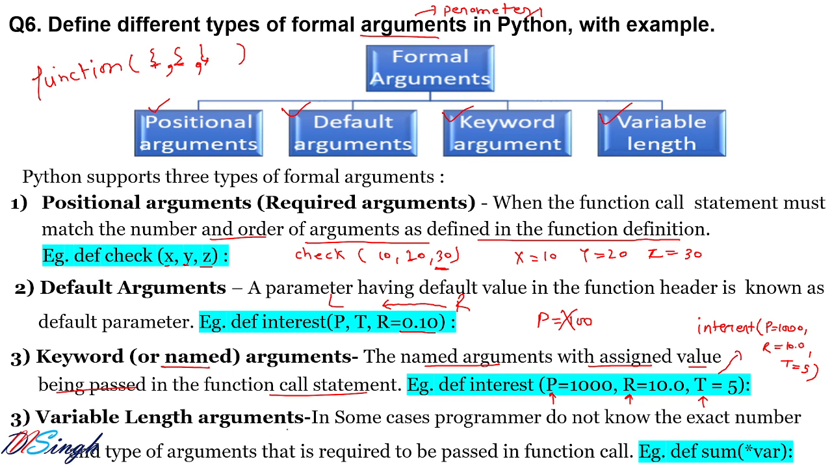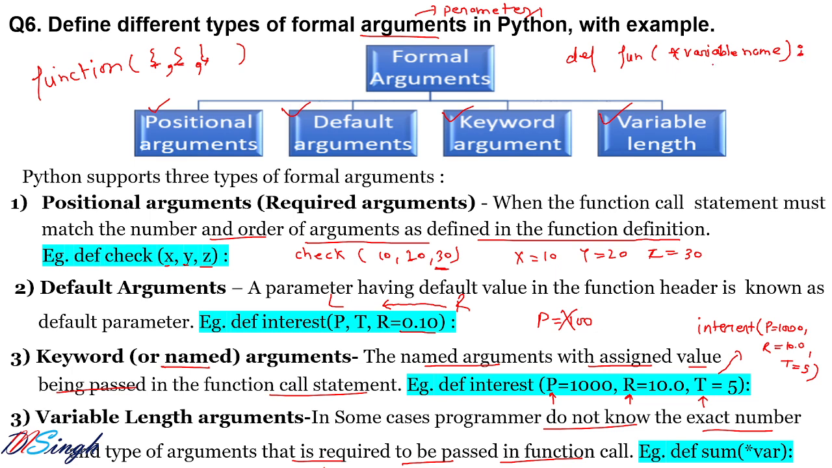Let us go to variable length argument. In some cases the programmer does not know the exact number and type of arguments that are required to be passed in a function call. In that case we will use def some star var. So when you write in the definition something like def fun, this is the name of the function, and you put a star and then you write a variable name.